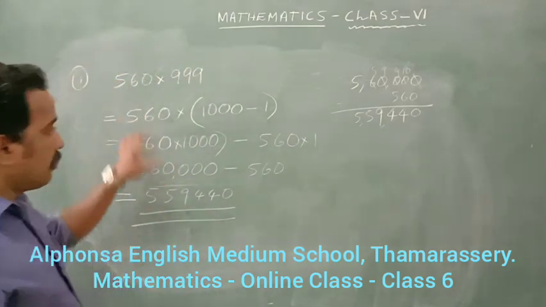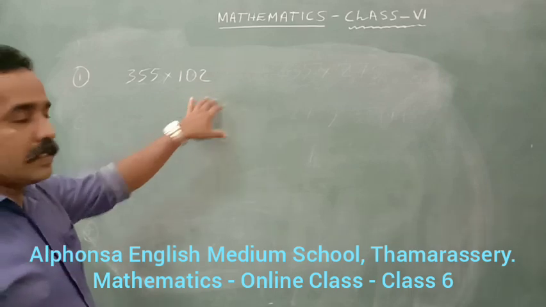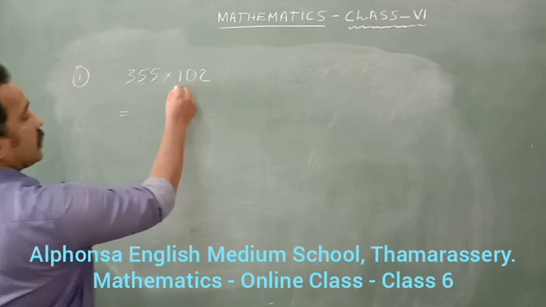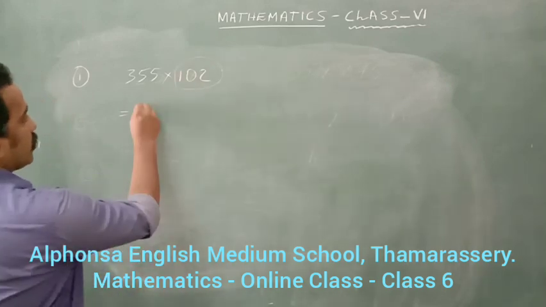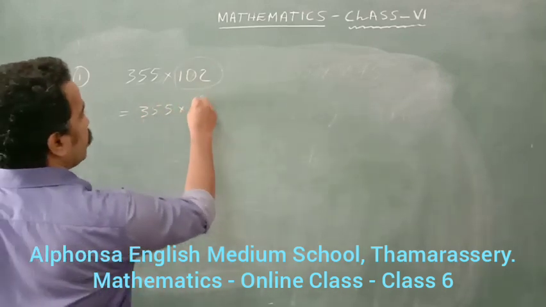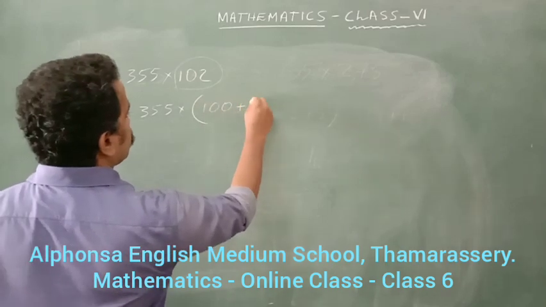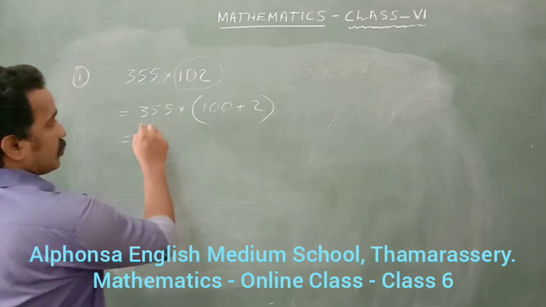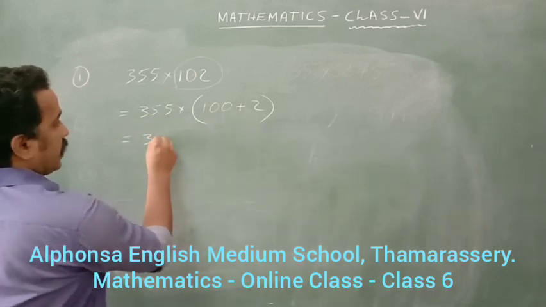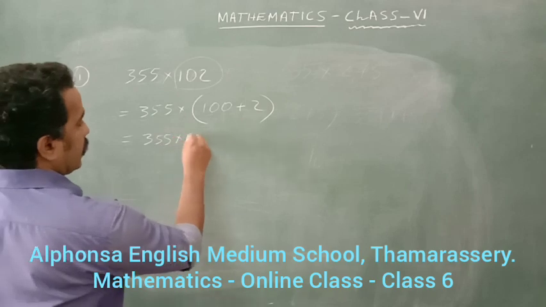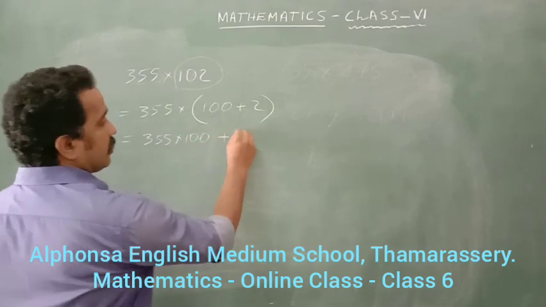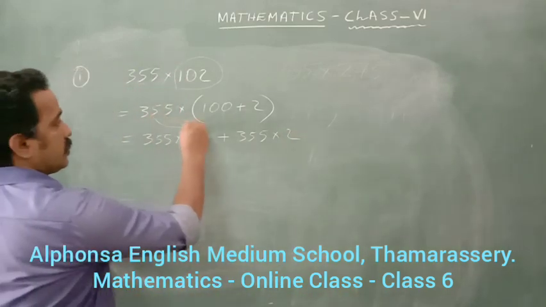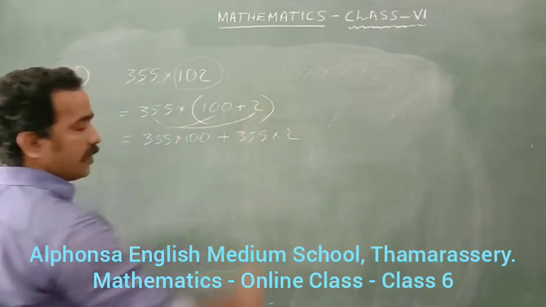In this case, we have a 3-digit number into a 3-digit number. To simplify this, we can change it. So 355 into 100 plus 2. Distribute this: 355 into 100 plus 355 into 2. Distribute this to here and this here.